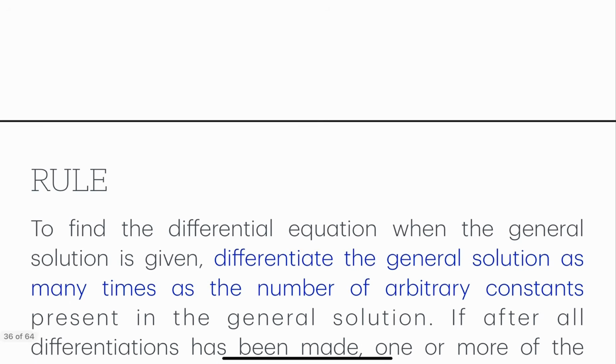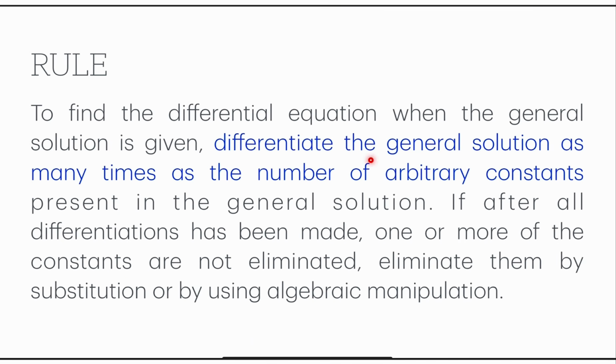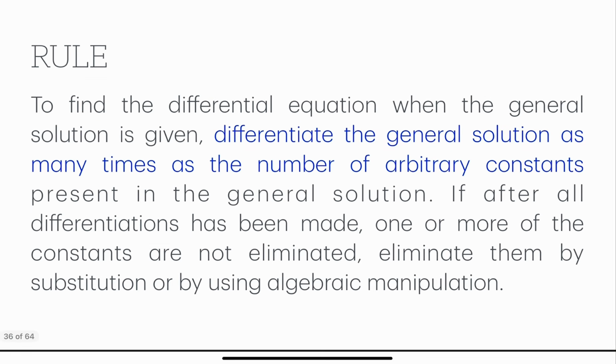So the rule in this process is that we differentiate the general solution as many times as the number of arbitrary constants. And if after all the differentiations have been made, one or more of the constants are still not eliminated, then we have to eliminate them by performing substitution or elimination, or by using any other algebraic manipulations. So simply differentiate and then algebraic manipulation, as long as there should be no more arbitrary constants present after.